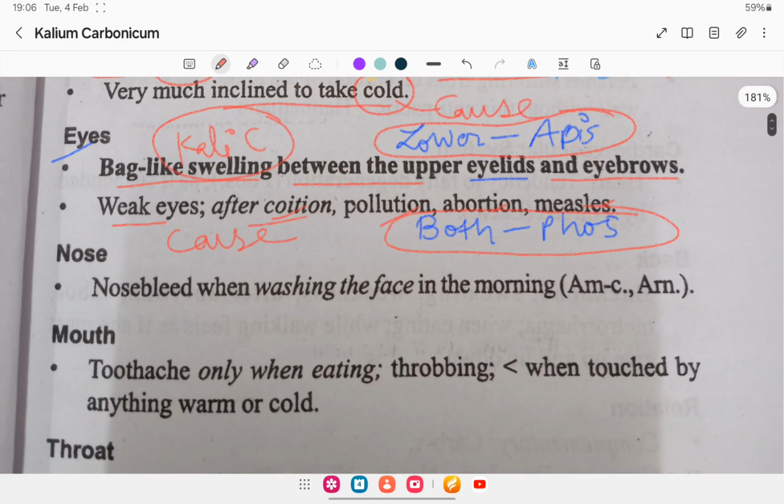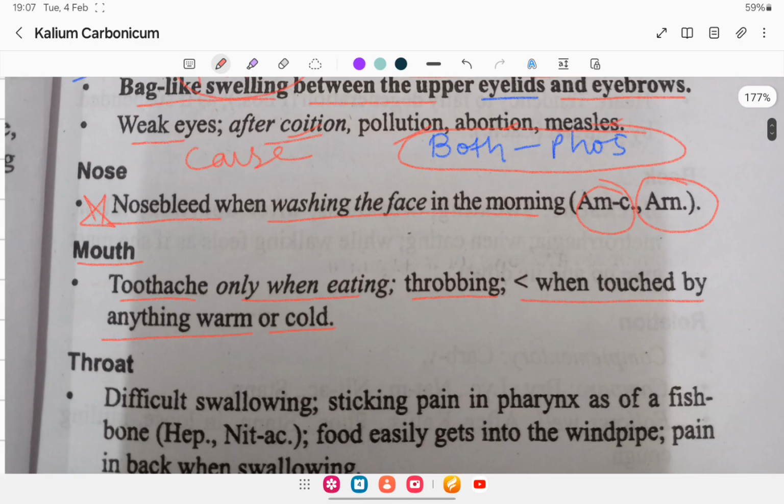Now about the nose. Nosebleed when washing the face in the morning, also in Ammonium carb and Arnica. About the mouth, toothache only when eating, throbbing type. Aggravation when touched by anything warm or cold.